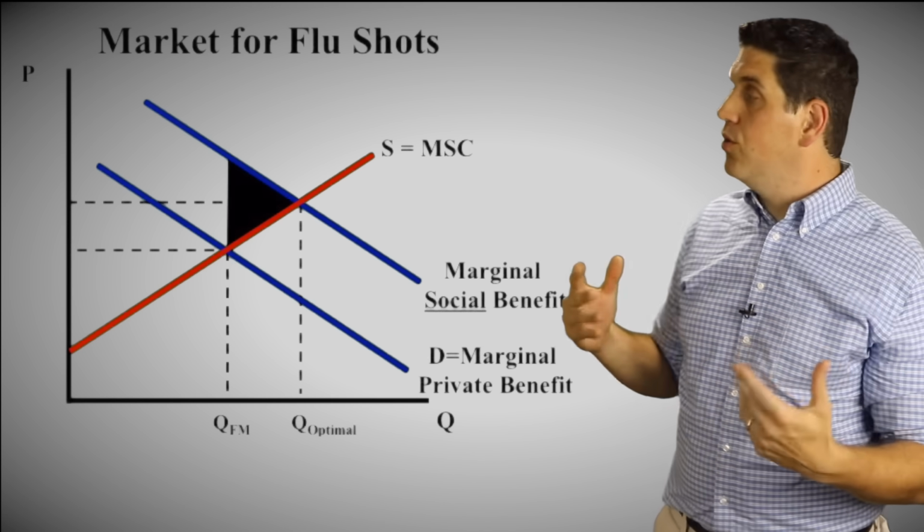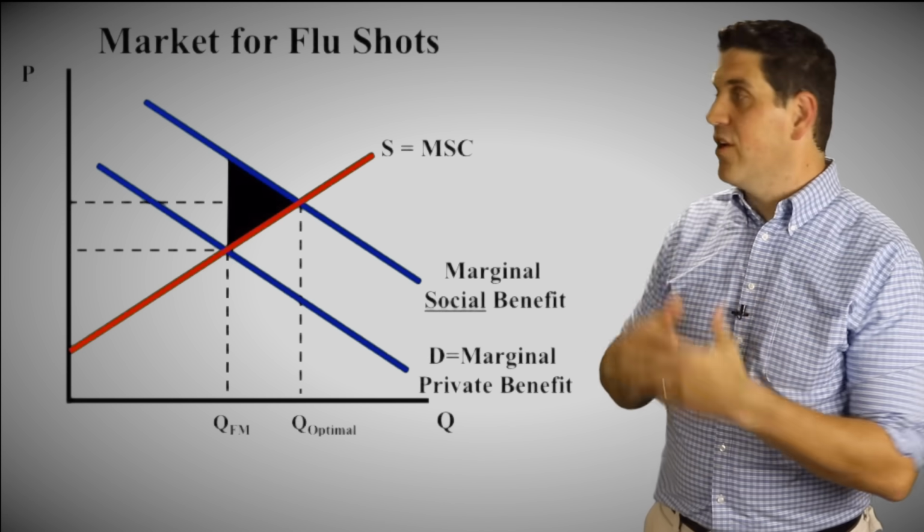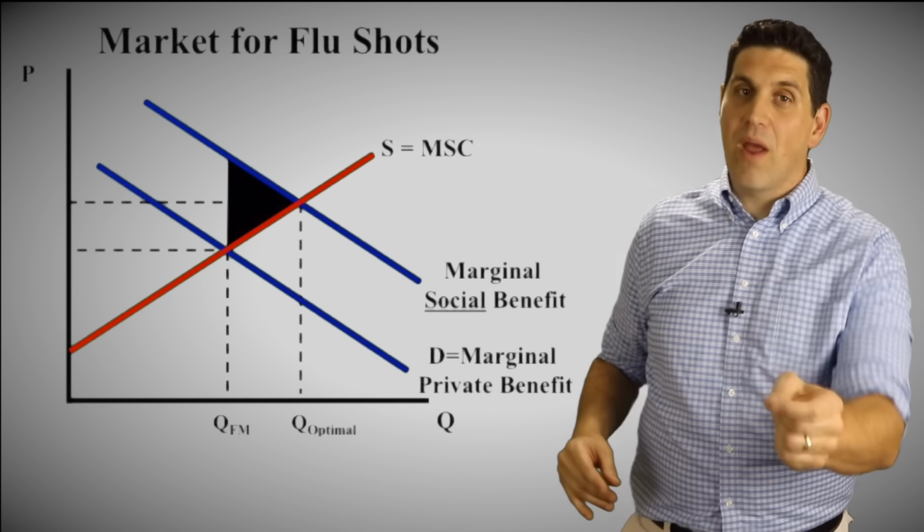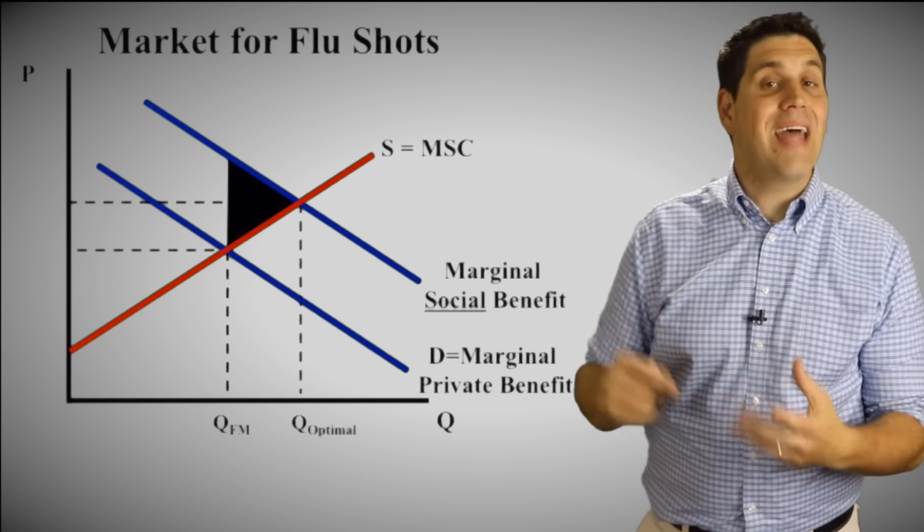To solve the problem, you can do a per unit subsidy to either consumers or producers to produce more. By the way, for a negative externality, you want to do a per unit tax to get them to produce less.